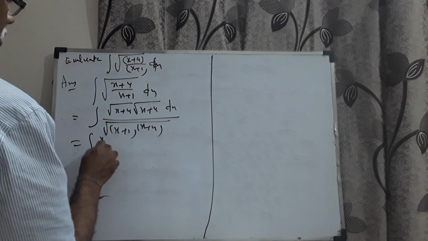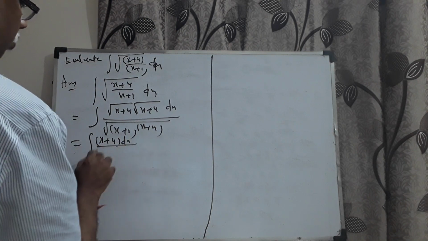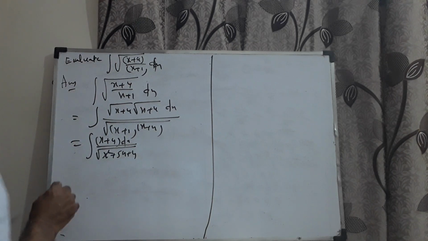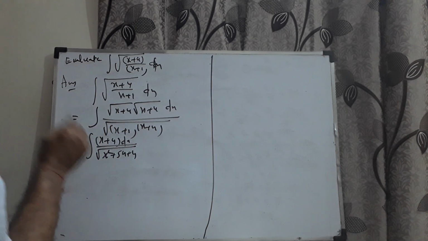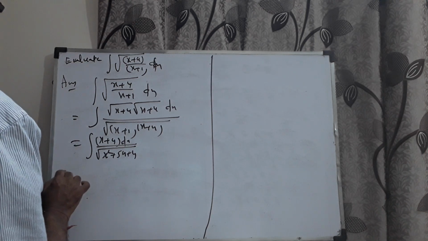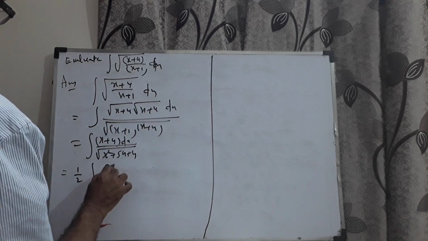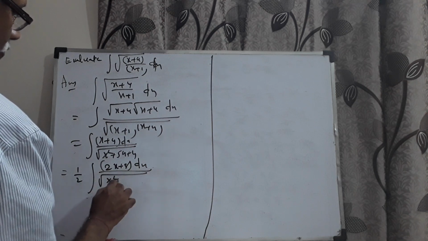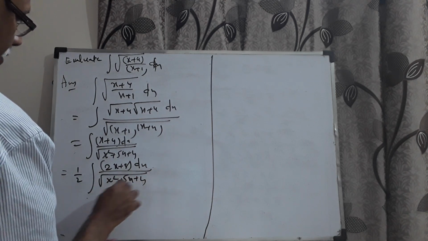This will automatically become (x plus 4) dx by root of x square plus 5x plus 4. 4x plus x becomes 5x. After bringing it to this format, it's the form integral (px plus q) dx by root of (ax square plus bx plus c). The application is numerator equal to capital A into d by dx of the quantity within the root plus capital B. After finding capital A, capital B, we should proceed. But there is an easy way to do here. I'll multiply and divide by 2 by root of x square plus 5x plus 4. I am giving an easy method.